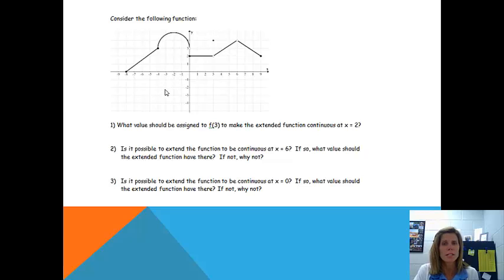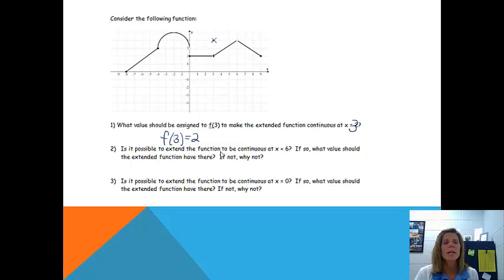Notice we have three discontinuities happening in this, and we're going to see, can we remove those discontinuities? Number one says, what value should be assigned to f of 3 to make the extended function continuous at x equals 3? So if we look at x equals 3, what could I put in there? If we just plugged the hole, what would my new value of f be so that it is now continuous? At x equals 3, if we reassigned a value of 2, so if we put f of 3 equals 2, it then would be a continuous function there.